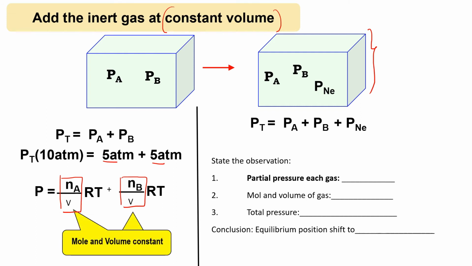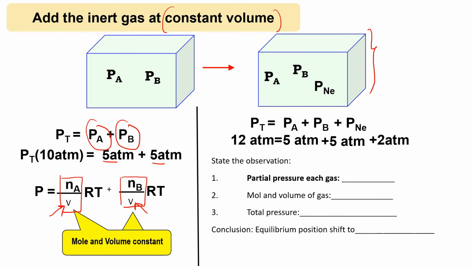The condition says the volume does not change, the volume is constant. So when the volume is constant, the partial pressure for B is constant, and the partial pressure for A is also constant. So your PA should remain 5 atm, PB also 5 atm, but the neon gas maybe 2 atm. The total is 12 atm. From this observation, you can see the partial pressure of each gas is constant. The moles and volume of the gas are also constant, but the total pressure will increase.